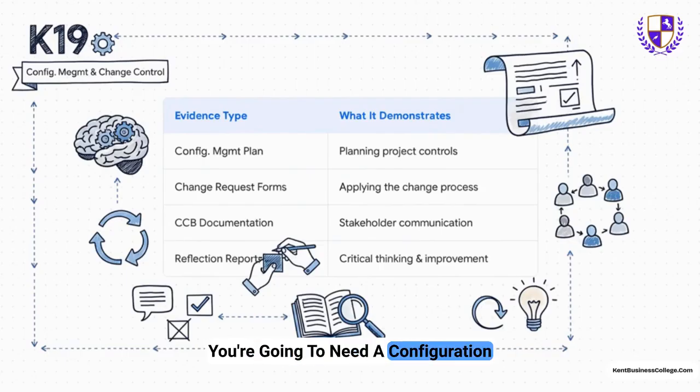You're going to need a configuration management plan that shows you can think strategically. You'll need some completed change request forms to show you can actually follow the process. Minutes from a CCB meeting, that proves you can handle communicating with stakeholders. And of course, a reflection report shows you can think critically about how things went. Each piece tells a crucial part of your story.